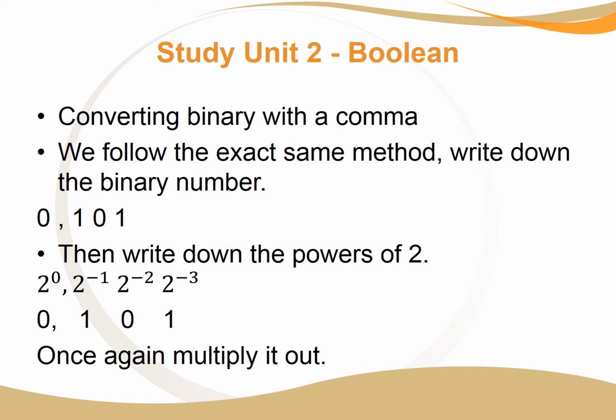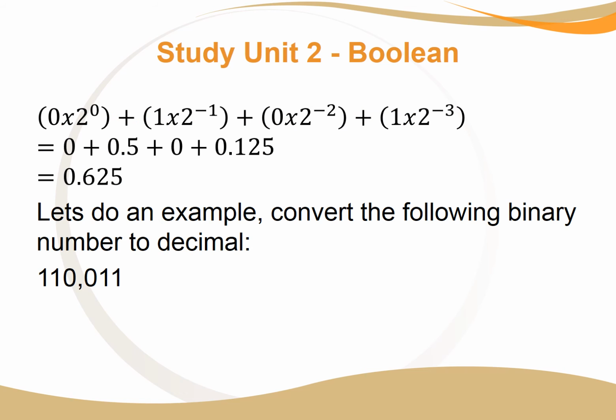Now, we want to convert a binary number with a comma, or a fractional binary number. So we follow the exact same method. We write down the binary number 0, 0, 1, 0, 1, and then we write the powers of 2 above it. So 2 to the power of 0 is for that one. We have 2 to the power of minus 1 because we're going in the other direction of the fraction. Then for that one it is 2 to the minus 2, 2 to the minus 3, and as we go on, it will be 2 to the minus 4, 2 to the minus 5, and so on and so forth.